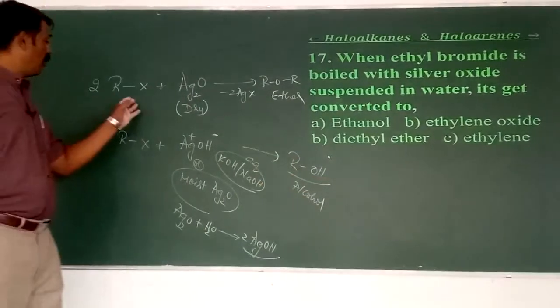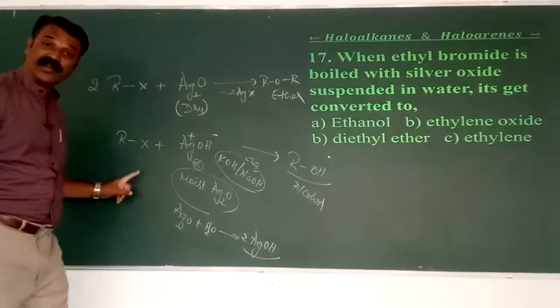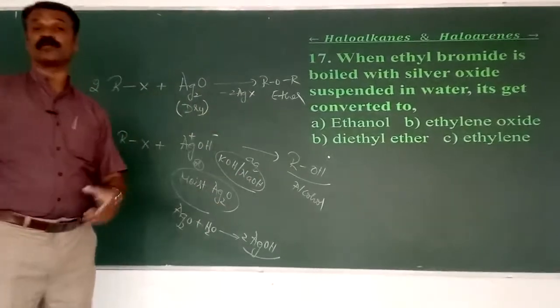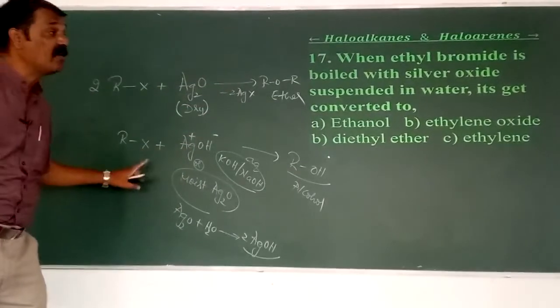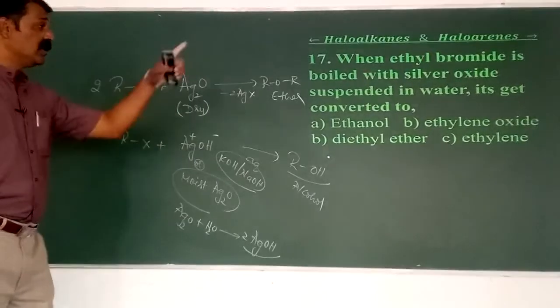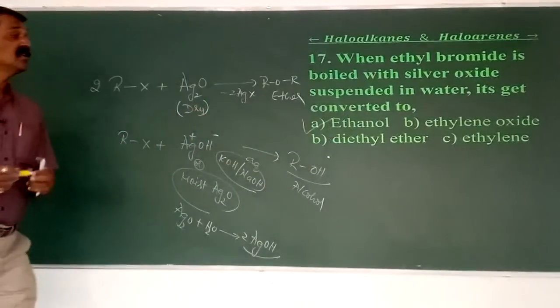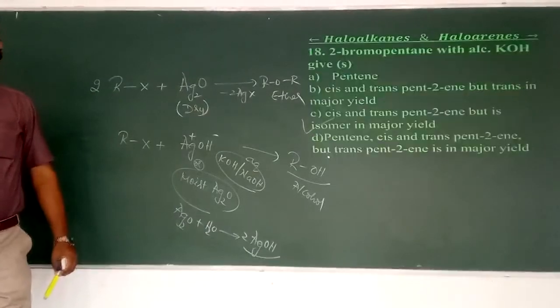This means when a haloalkane reacts with dry silver oxide, it forms the respective ether, whereas when it is suspended in water, called moist silver oxide, it forms the respective alcohols. Here it is silver oxide suspended in water, so it is alcohol. Which alcohol? An ethyl group is there, so it is called ethanol. And it is 17A. Okay. So let's move to 18 now.